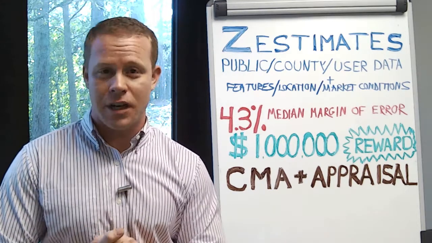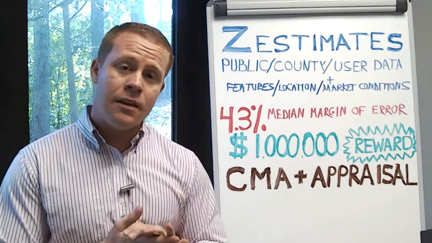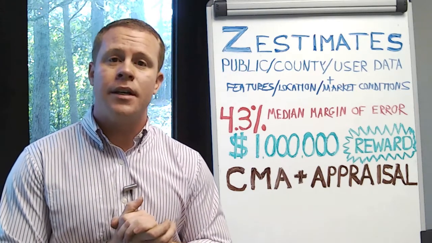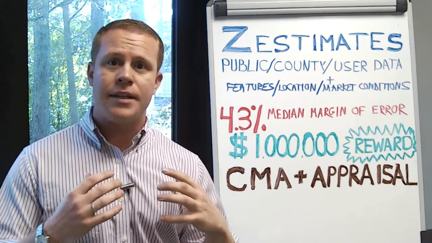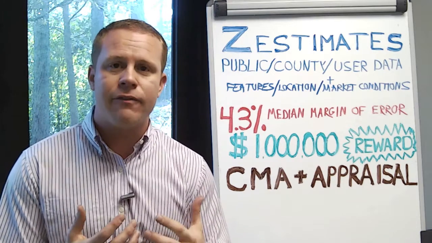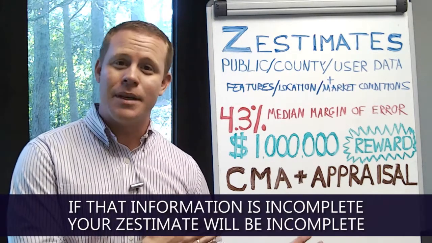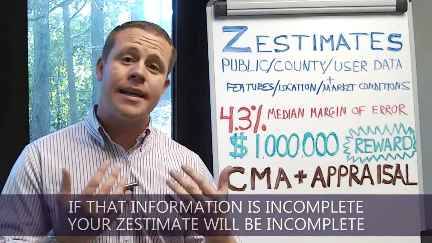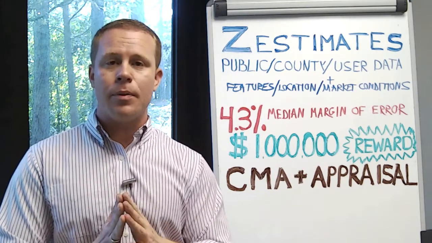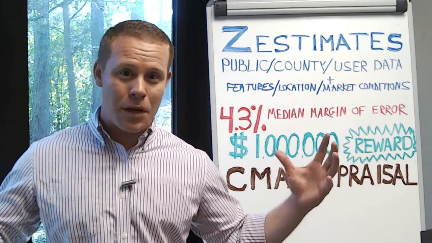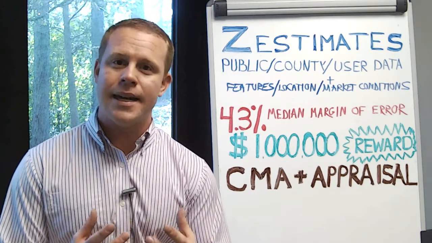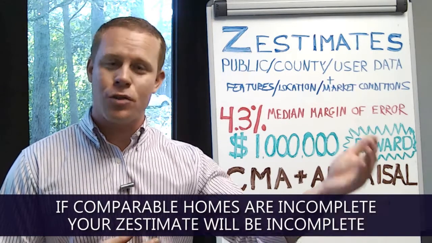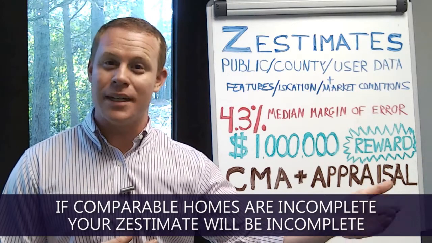So here are a few things you need to understand. First of all, if the information that Zillow is using to compile data and determine your Zestimate is incomplete, your Zestimate will be incomplete. To take that a step further, if any property Zillow is using to compare your home to has inaccurate or incomplete data, that also means that your Zestimate will be incomplete.